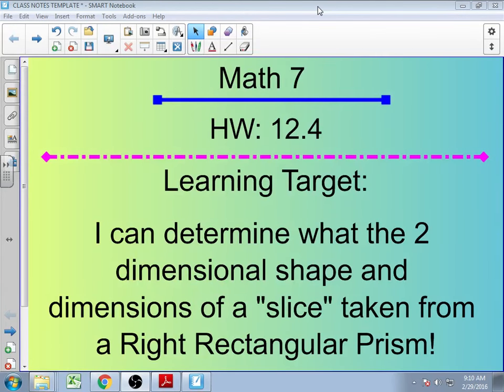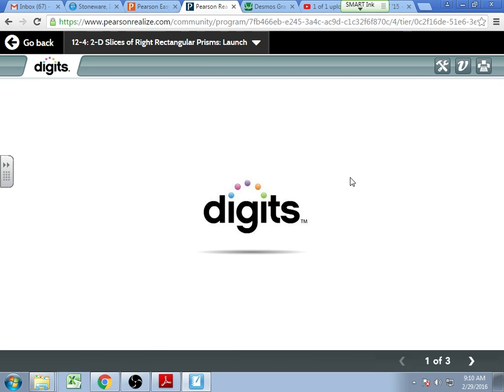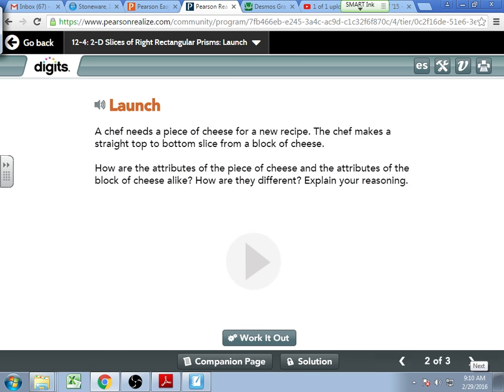So today we're going to dive into 12 for more of our work with 2-dimensional and 3-dimensional shapes. But today we start talking about the relationship between 3-dimensional shapes and 2-dimensional shapes. So, sorry, I thought they were pinging my room.